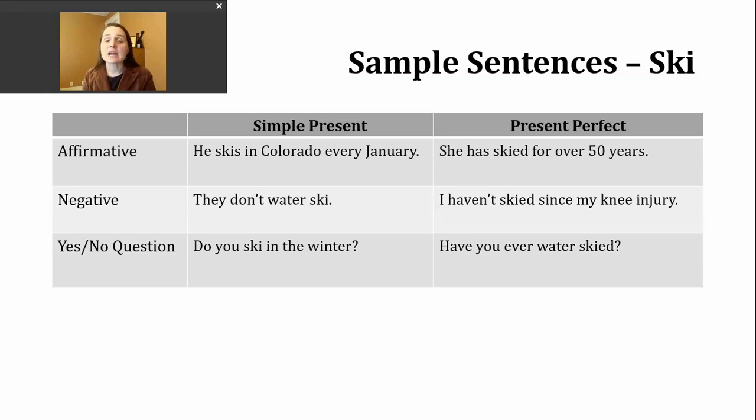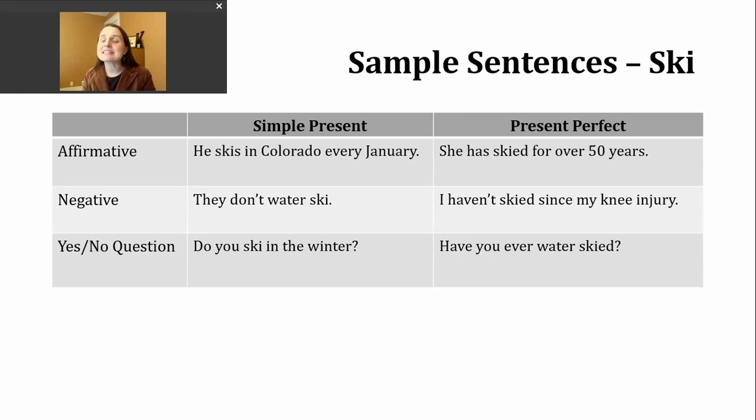Now, if I want to make a negative present perfect sentence, I'm going to insert not after have or has. You may hear native speakers use the contraction form, hasn't or haven't. Here's an example. I haven't skied since my knee injury. So this is an action that has stopped at a specific point in time. And this is not a true sentence, by the way. No knee injury, just an example.